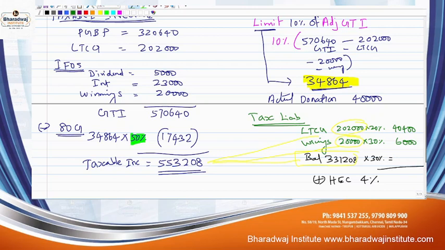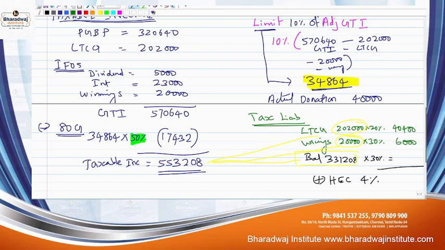Deductions, set off and carry forward of losses, clubbing of income, assessment of individuals, tax rates. Even this assessment of firm is covered at the final level. And please remember, in years 22 and 23, there is not much amendment made in tax. So the same provisions will be there at your final level also. You have to remember all the provisions.